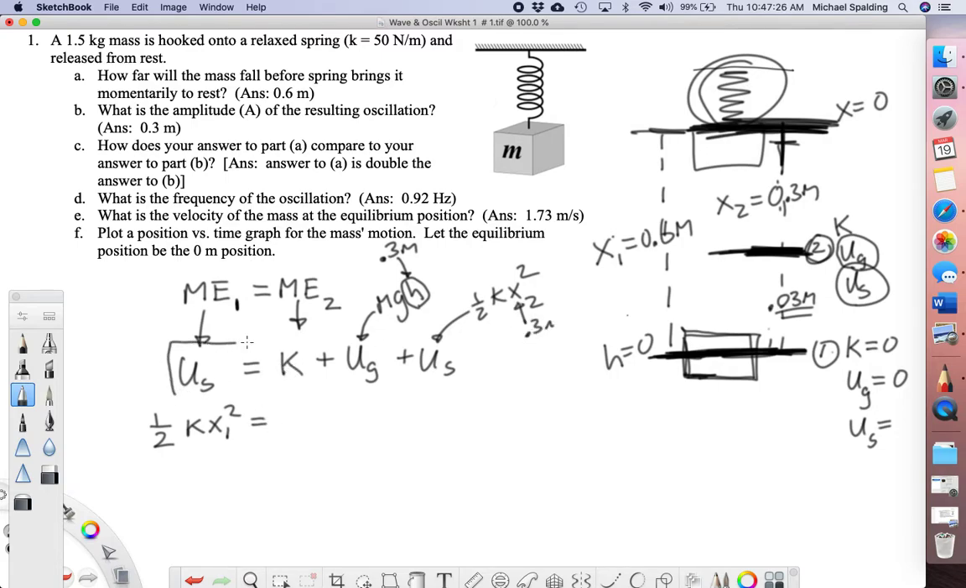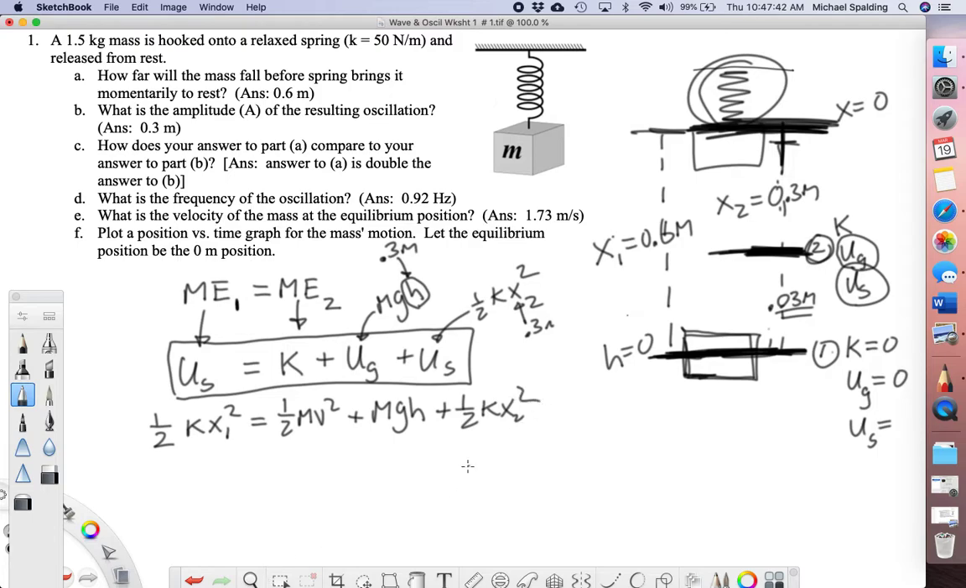So let's plug everything in. Now we're just working with this equation right here. This is going to be 1/2 mv squared. This is going to be mgh, where we said that h is 0.3. And then this is going to be 1/2 kx2 squared, like that, where we said x2 is also going to be 0.3. So plugging numbers in, this will be 1/2.